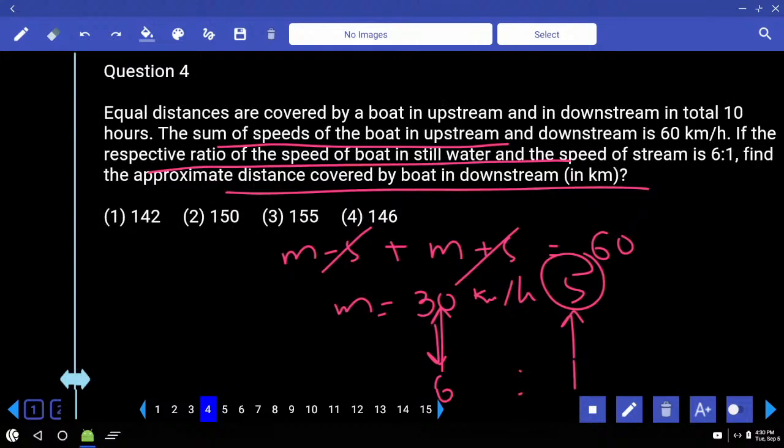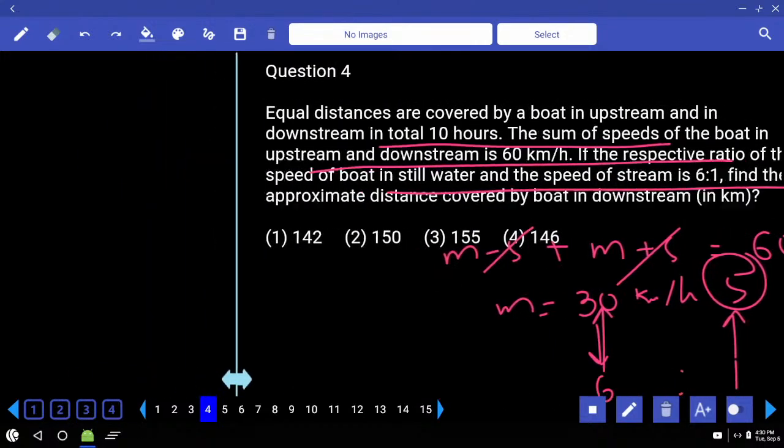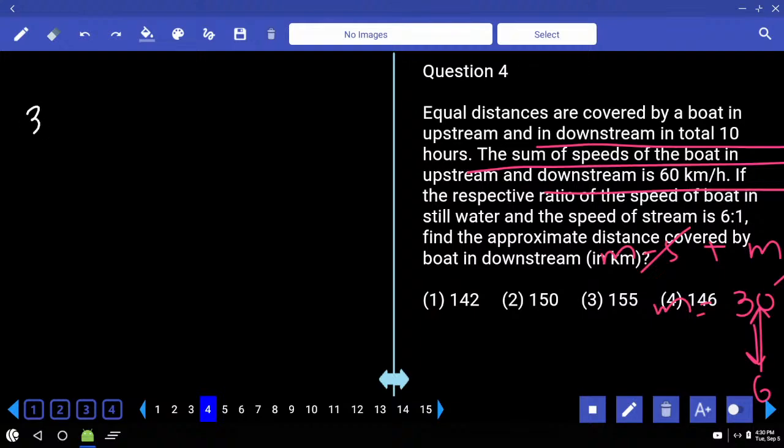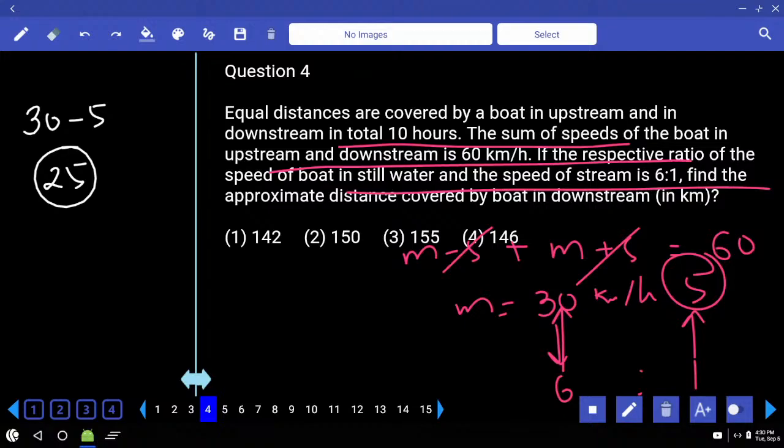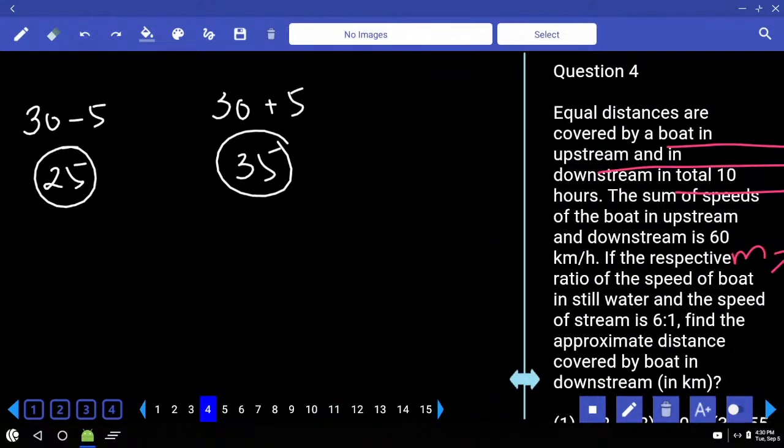If you observe, what are the speeds here? Upstream speed is 30 minus 5. Downstream speed is 30 plus 5. That is 25 and 35. So 25 kmph and 35 kmph, isn't it? Now, if you observe, the total time taken is 10 hours. So here the ratio of times will be 7:5.